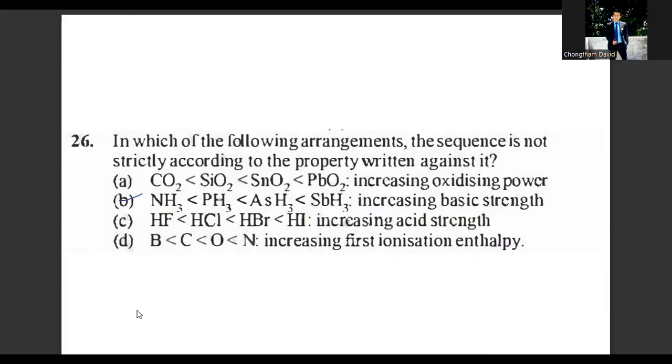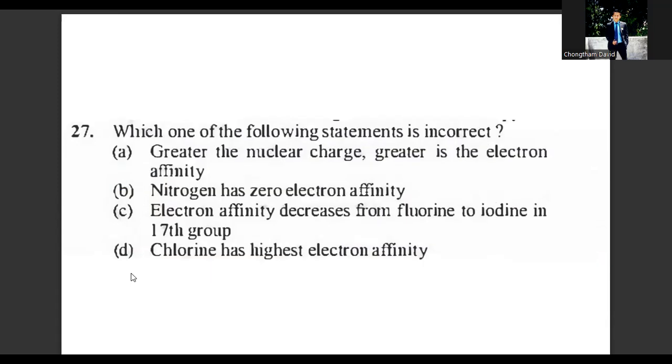Let's read question number 27. Which one of the following statements is incorrect? The greater the nuclear charge, greater is the electron affinity. This is very true. Nitrogen has zero electron affinity. This is also true. Then electron affinity decreases from fluorine to iodine in group 17. This is wrong. Chlorine has the highest electron affinity, correct? So C would be the answer for this question 27.